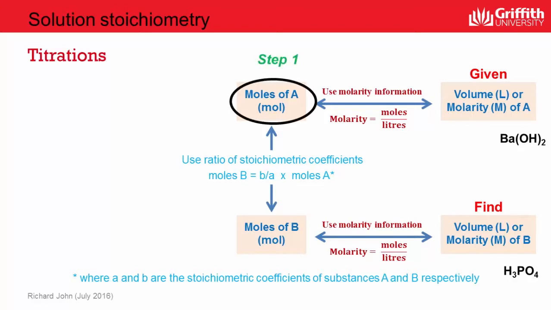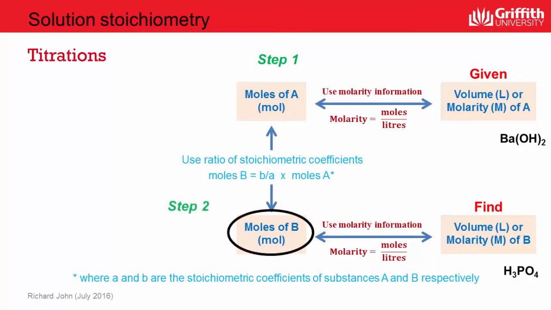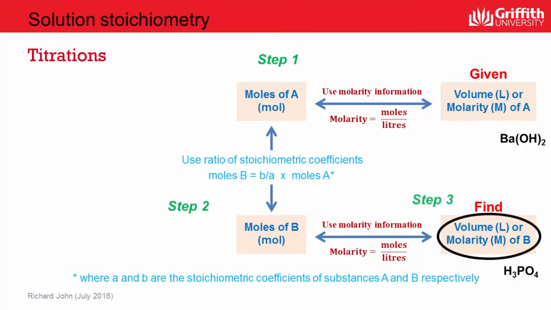So we use the volume and molarity data of the barium hydroxide, and we calculate the moles of barium hydroxide in step 1. Step 2, we calculate the moles of the phosphoric acid solution by using the ratio of the stoichiometric coefficients. And then step 3, we will find the molarity of the phosphoric acid solution using the volume information that's been provided.